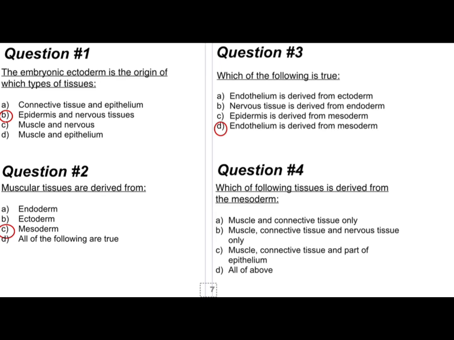Now question 4, about embryonic germ layers differentiation also. Which of the following tissues is derived from mesoderm? Option A, muscle and connective tissue only. This is wrong because mesoderm gives rise to muscular tissues and connective tissue, non-specialized and specialized, in addition to part of the epithelium, for example the lining of the inner surface of blood vessels, that is endothelium. Option B, muscles, connective tissues, and nervous tissue. This is also wrong because, as you know, nervous tissue is derived from ectoderm, the outer embryonic germ layer. Option C, muscle, connective tissue, and part of the epithelium, would be the right answer here.